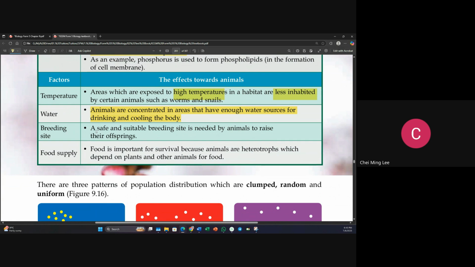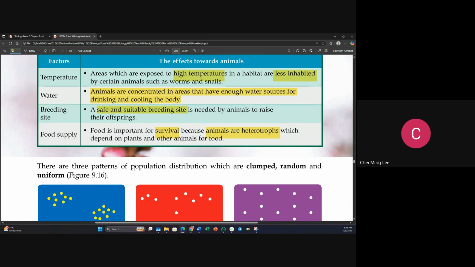For the breeding site, a safe and suitable breeding site is needed so that they can raise their offspring. Like salmon, they need to jump to the freshwater site to lay their eggs before they die. And for food supply, it's important for survival because animals are heterotrophs, which depend on plants and other animals for food.